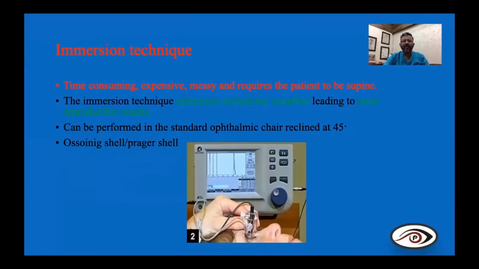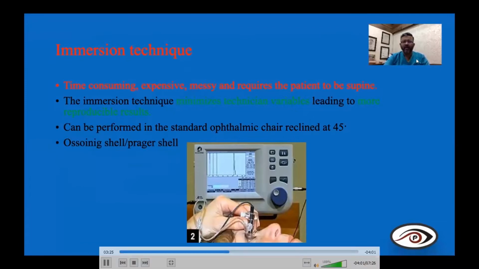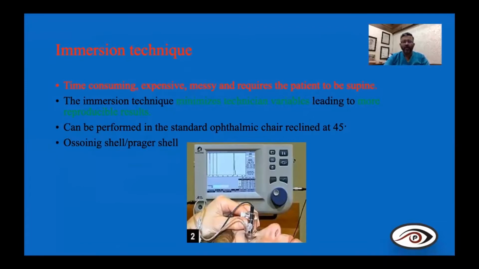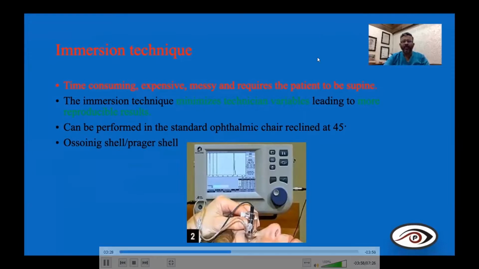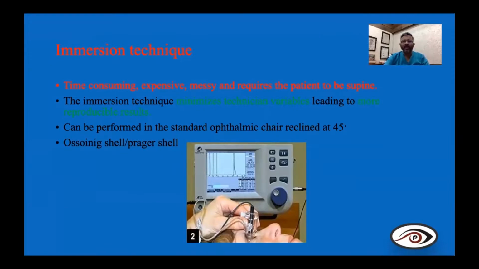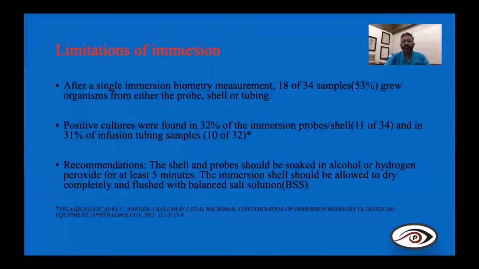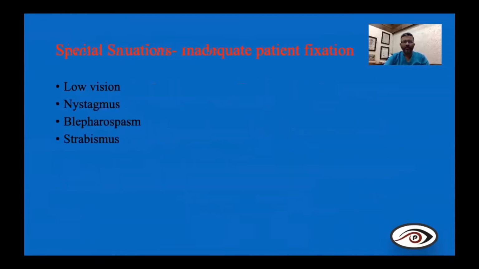It's a little difficult in view that you have to have an IV stand which is connected with some fluid which acts as a media in between the probe tip and the cornea. You can do it on your regular slit lamp chair, recline it and do it. It's a little messy though. Limitation of immersion is that cleaning this Prager shell is very, very difficult. It's got a groove inside it. It's never totally clean. You might transmit infections from one patient to another.